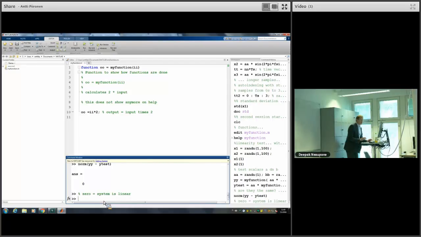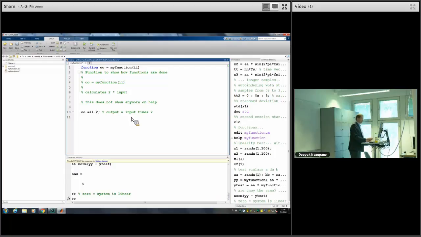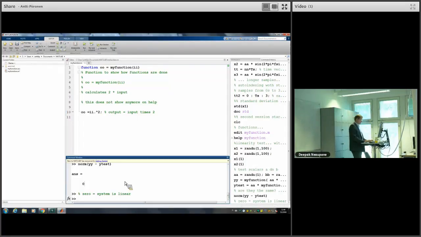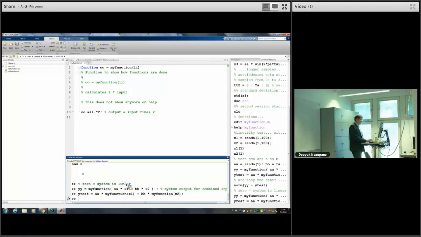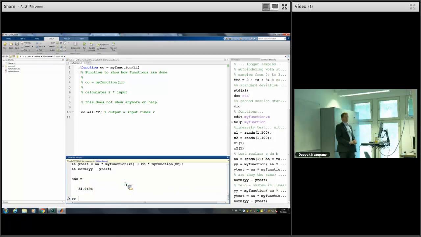Well, quite obvious. It was a system that just multiplies the input with a scalar. We could actually have a system which looks already nonlinear. Say, a system that calculates the square value of the input. Let's calculate that one, y test, and then the norm. Non-zero. This is not a linear system. So that was what the square first one was, the multiplied by the value.